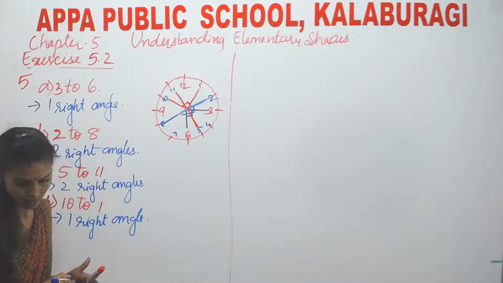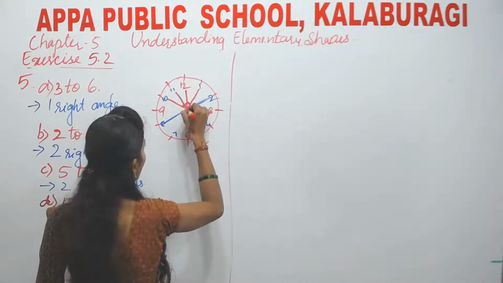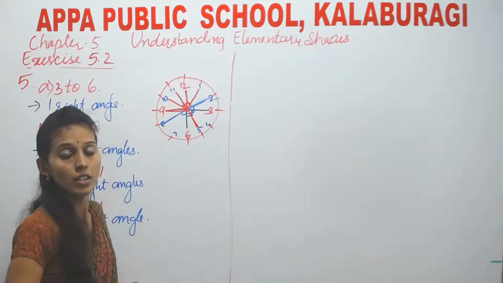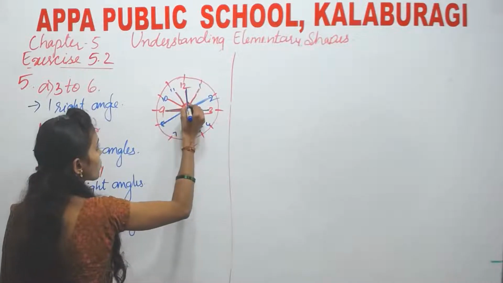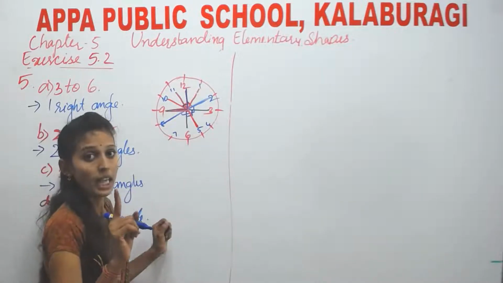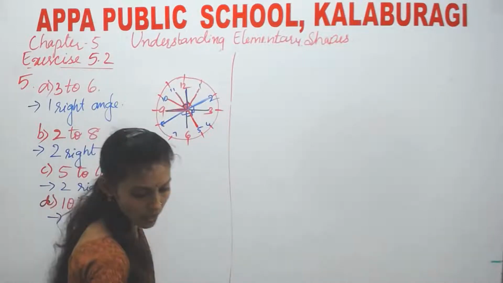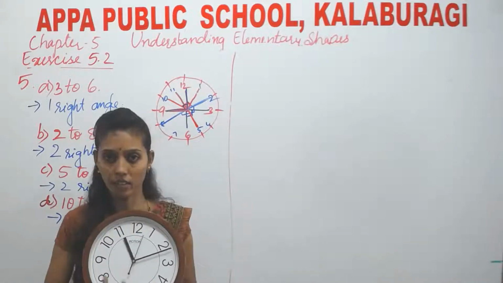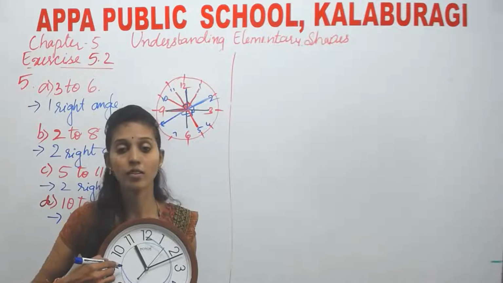Next. 12 to 9. From 12 to 9. Don't get confused here. Most of the students will write it is 1 right angle. No, it is wrong. In the clock, our hand will not move like this. Like this it is. So from 12 to 9 means here.